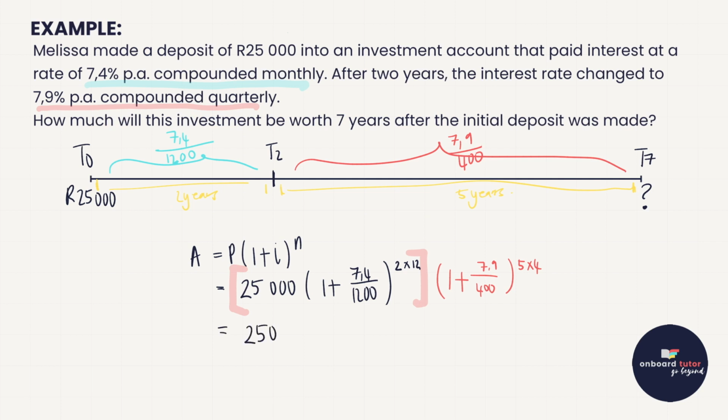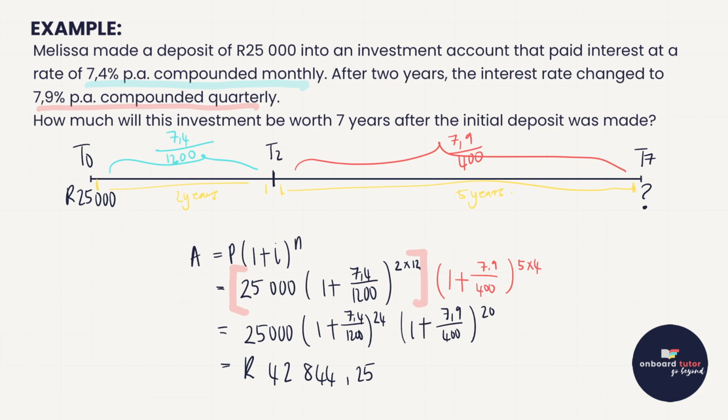So we're going to have our 25,000, 1 plus 7.4 over 1,200 to the power of 24, multiplied by 1 plus 7.9 over 400 to the power of 20. And then you can type that all into your calculator and you can get one accurate answer. So after 7 years, Melissa is going to have 42,844 Rand and 25 cents in the account. So that's what it looks like when we change interest rates.